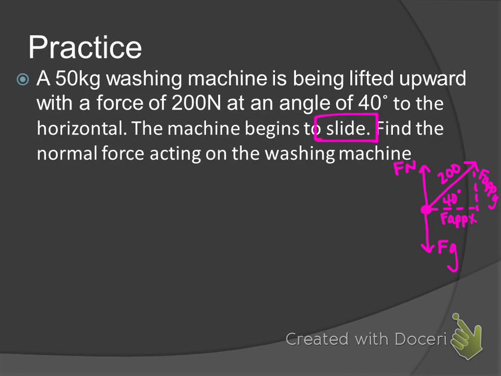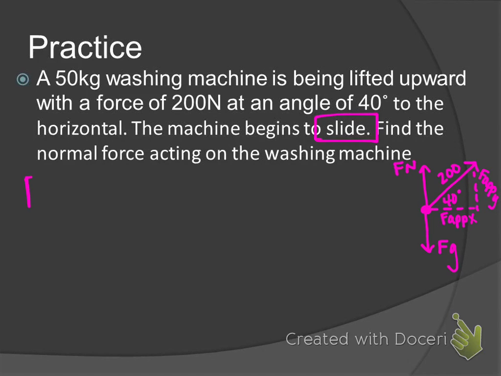Is it moving vertically at all? No, it's not moving vertically. We have no vertical acceleration here. It just is moving horizontally. But as I'm pulling that upward, it's taking some of the pressure off the normal force. So it's going to change our normal force value. Let's see why that's the case.